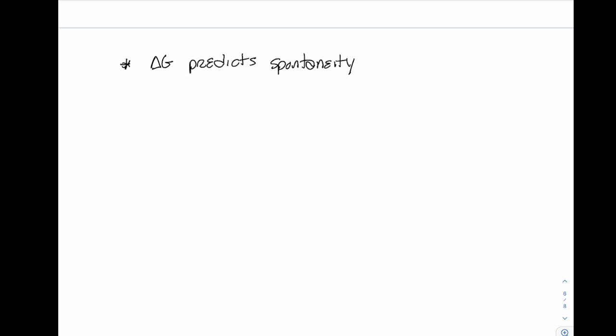So to predict spontaneity, if we look at our equation for it, it does relate to our reaction quotient Q. So we're not at equilibrium yet, right? We're trying to predict which way it needs to go. Is it going to go spontaneously or non-spontaneously to get to equilibrium? Delta G naught predicts whether it's reactant or product favored at equilibrium.